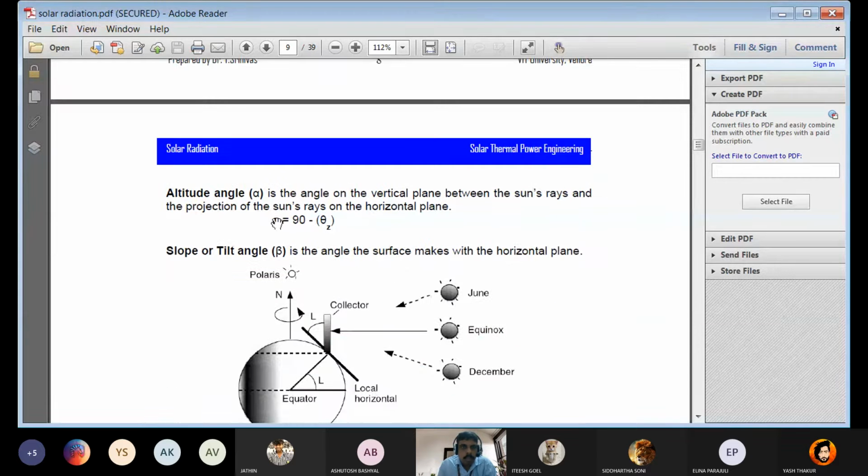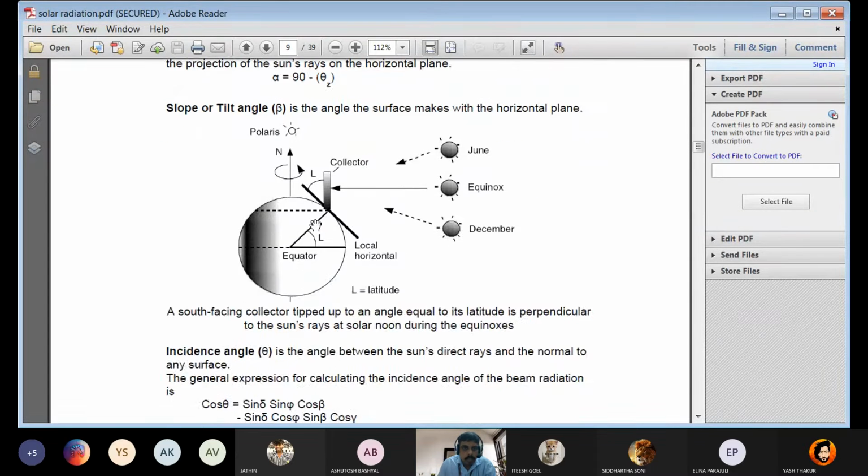Then the altitude angle is there, alpha. It is the angle on the vertical plane between the sun rays and the projection of the sun rays on the horizon. The altitude angle we have already defined, no? So it is alpha equals 90 minus theta z, where theta z is the zenith angle. Okay, by trigonometry you can get this relation.